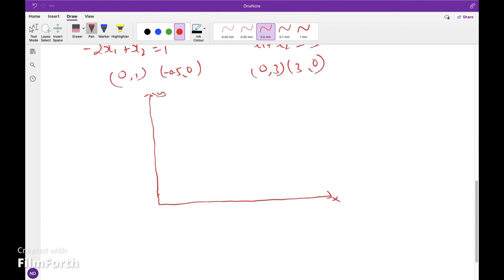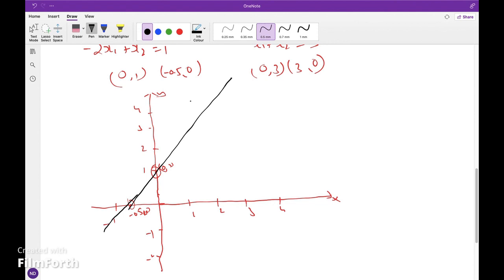First line: zero comma one, this point. Minus 0.5 comma 0, this value. Now draw a line. This equation is minus 2x1 plus x2 less than or equal to 1. That means this portion. Next, 0, 3 and 3, 0. Now draw a line.